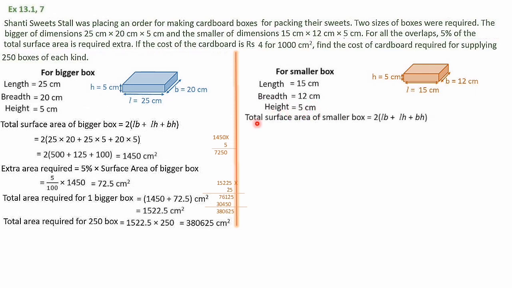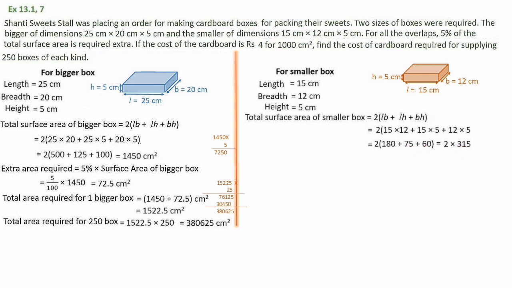Total surface area, that is formula, same formula, 2 into LB plus LH plus BH. When you substitute it, 2 into 15 into 12 plus 15 into 5 plus 12 into 5. Just we substituted the values. That is equal to 2 into 15 12s are 180. 15 5s are 75. 12 5s are 60. That we have multiplied and wrote here. Then we have to add the things which is inside the bracket. 180 plus 75 plus 60 we will get as 315.